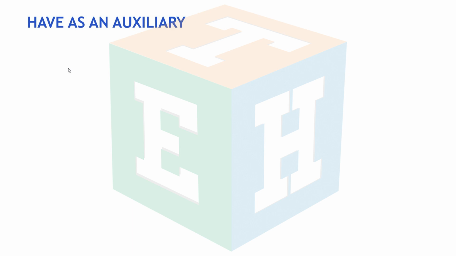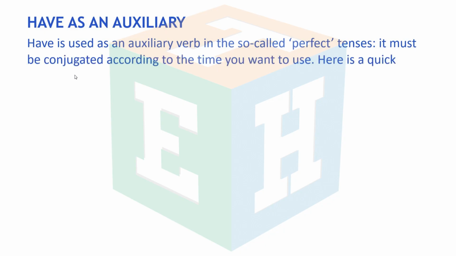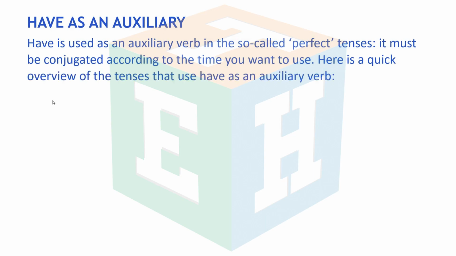Have as an auxiliary. Have is used as an auxiliary verb in the so-called perfect tenses. It must be conjugated according to the time you want to use. Here is a quick overview of the tenses that use have as an auxiliary verb.